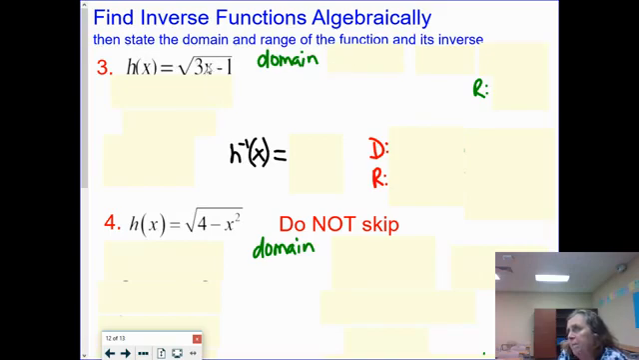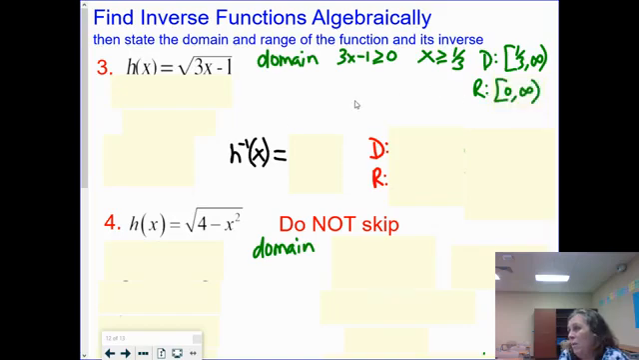Domain: 3x minus 1 has to be greater than 0, which gives you x has to be greater than a third. So that is from 1/3 included to infinity. And your range: the smallest y value you're ever going to get from a square root is 0. You'll never get smaller than 0, because you can't take the square root of a negative. So this is going to be 0 to infinity.